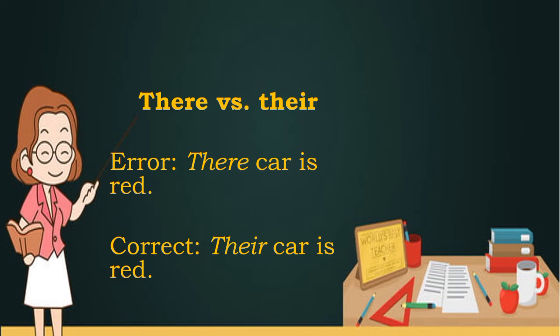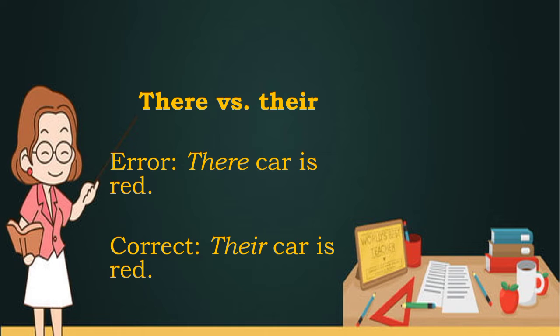For the next grammatical error, we have there versus their. They have the same pronunciation but different spelling and different meaning. The first there, which is spelled T-H-E-R-E, is a place indicator, while the second their, which is spelled T-H-E-I-R, is a possessive adjective, showing ownership of something. For example, there car is red.